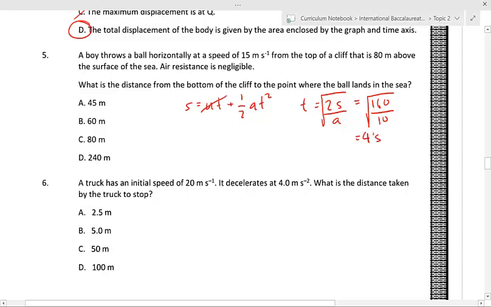And then we want to figure out how far it goes in 4 seconds. So Sx is going to be equal to 4 times 15, which was the horizontal speed. So that's 60.